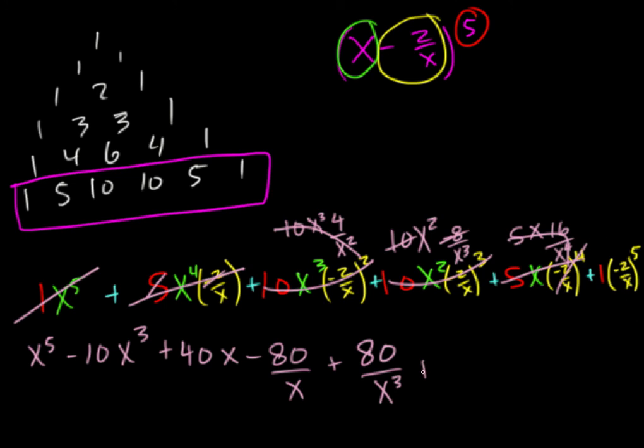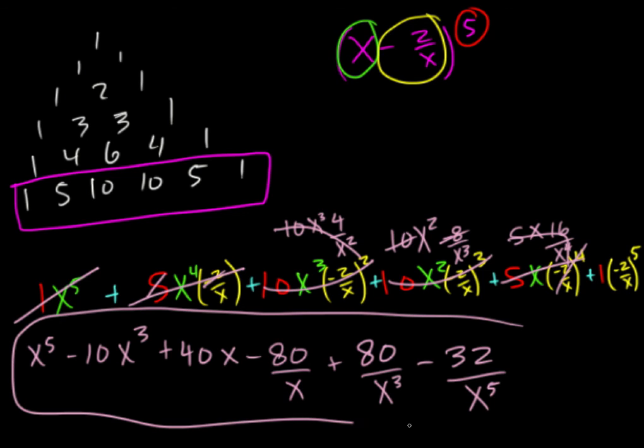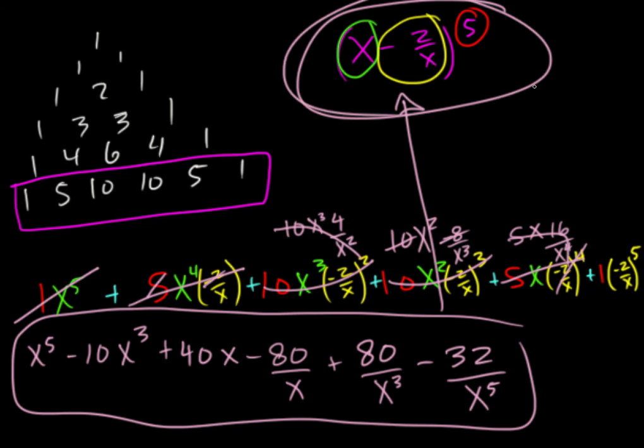And then over here, the 1's not going to matter because we're multiplying it. Negative 2 raised to the 5th is negative 32. And then we just have x to the 5th. There's no x's on top to cancel anything. Alright, so this is the expansion of this.